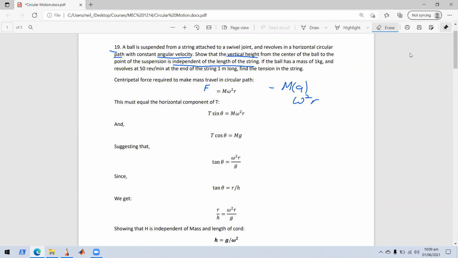Now, this system with the ball suspended from a string attached to a swivel joint, rotating in a horizontal circular path, represents a conical pendulum, right? So a conical pendulum, it's like this, some string attached to some point on your ceiling, perhaps.